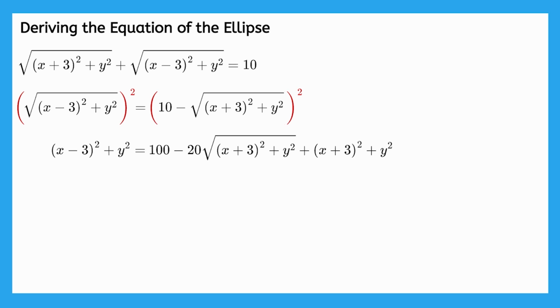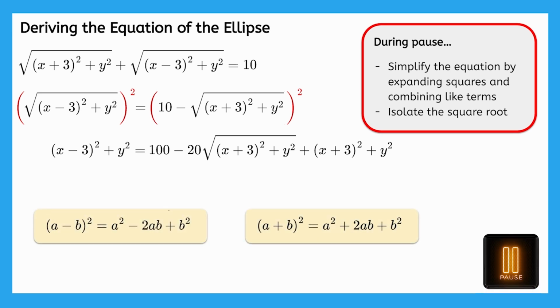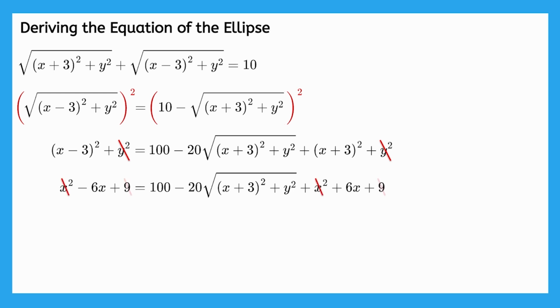Now we can do some cleaning up and work toward isolating the remaining square root to get rid of it. On your own, simplify this equation completely by expanding the squares and combining like terms. Then isolate the root. Here are the perfect square identities to help you expand. Pause the video now. We can cancel out y squared on both sides, then expand the squares, and cancel out some more terms. Next, we subtract the 100 and the 6x on both sides, which leaves us with negative 12x minus 100 equals negative 20 square root of (x + 3) squared plus y squared.